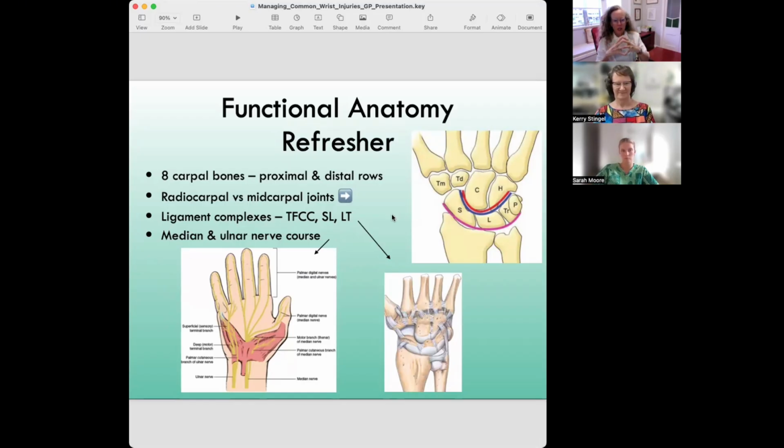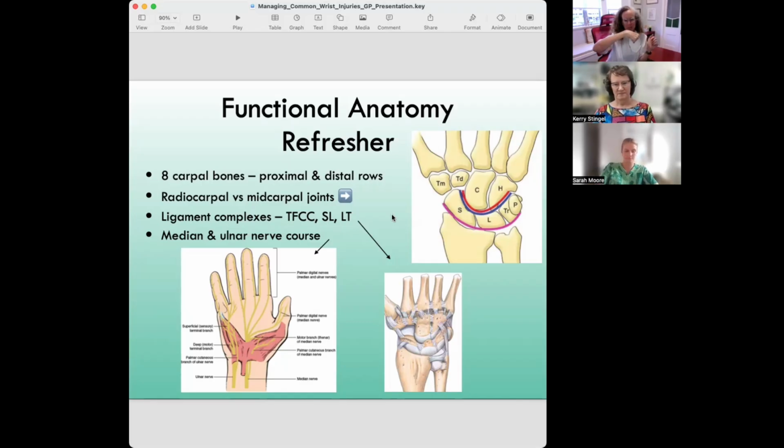So I think GPs don't know the names of the bones, the 8 carpal bones. And to be perfectly honest, I don't mind if they don't know, right? I just need to know if you think it's a metacarpal or a carpal or a forearm bone. I'm going to talk about the carpal bones next.